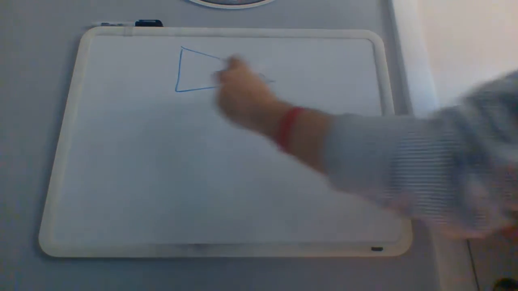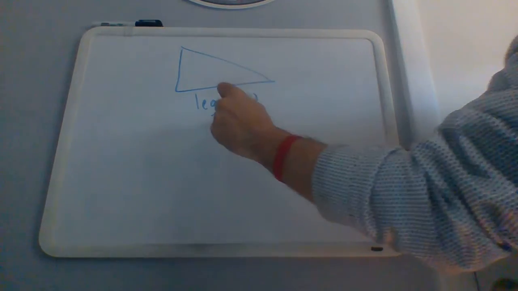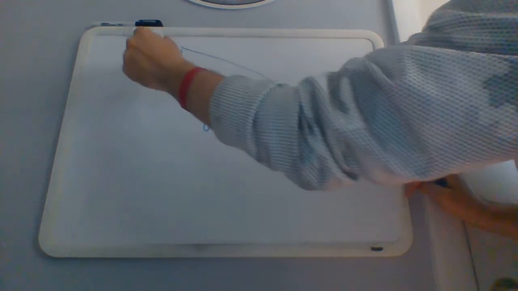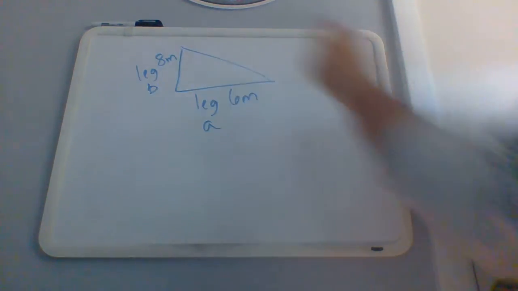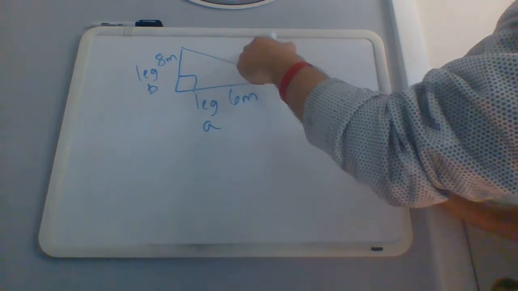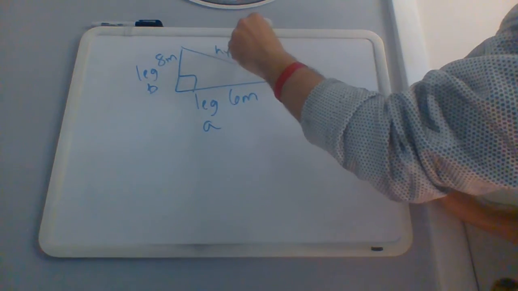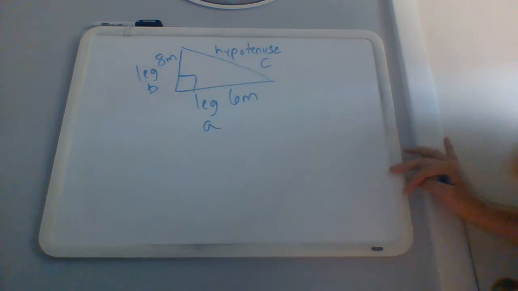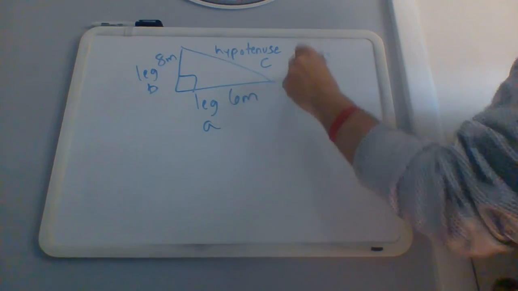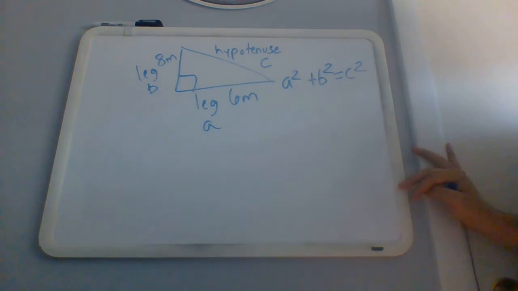So if I had a right triangle, this leg here was 6 meters. This could be our A leg. This leg is 8 meters. That could be our B. And the longest side of the triangle, which is always the opposite of the right angle, is the hypotenuse, which is our C.